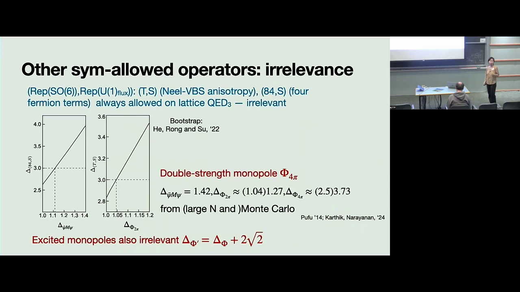Right. So for our purpose, if there is indeed a relevant double strength monopole, then it's a multicritical point. So we need to base this on the assumption that the double strength monopole is irrelevant. But yeah, that's up for debate. Yeah, that's sure.